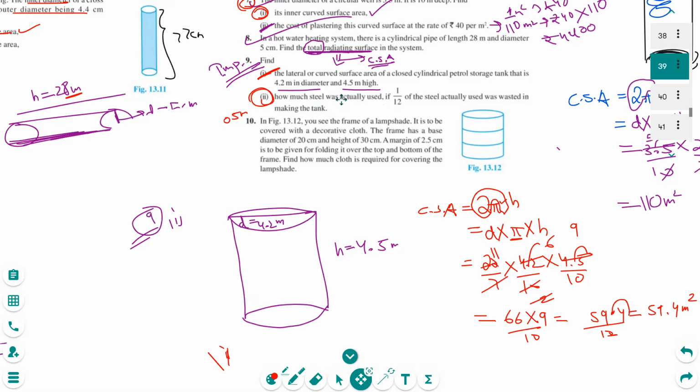How much steel was actually used if 1/12 of the steel actually used was wasted in making the tank? Okay, who can tell me what it is trying to tell us? Bhaiya, it says how much steel we have used, if 1/12 of the steel was wasted in making a tank. It's like Vaibhav is like Kapil Dev. He just converts everything into Hindi.